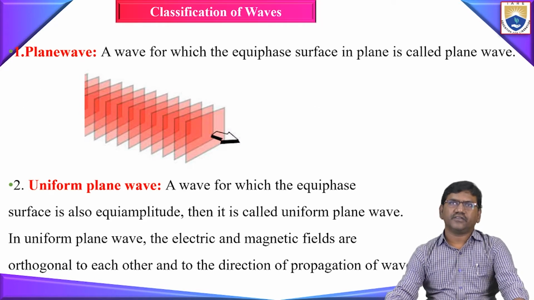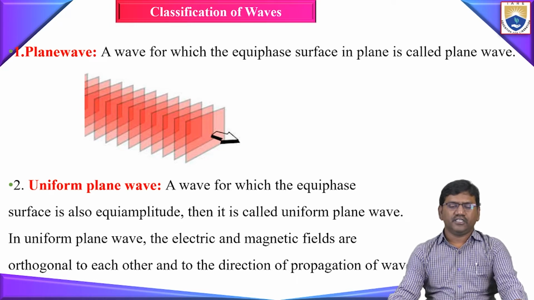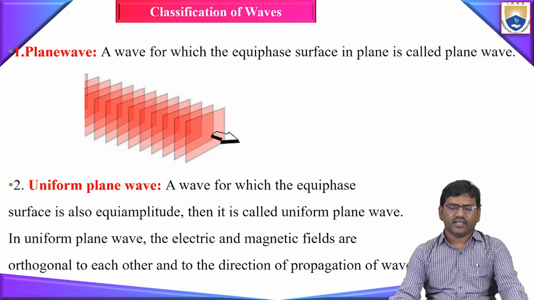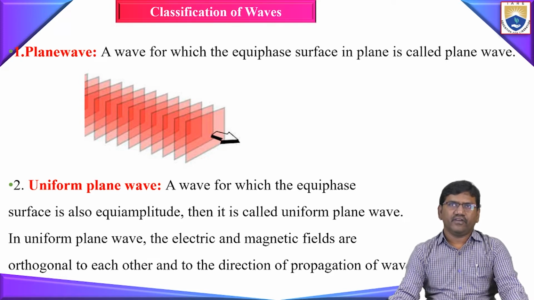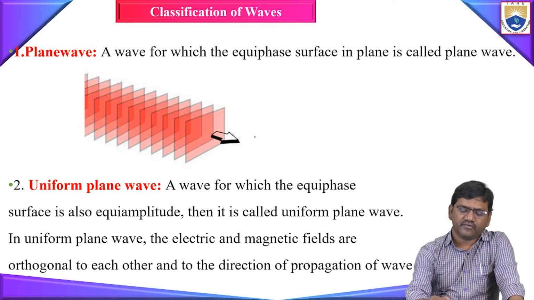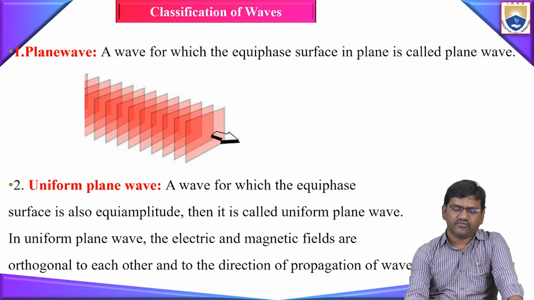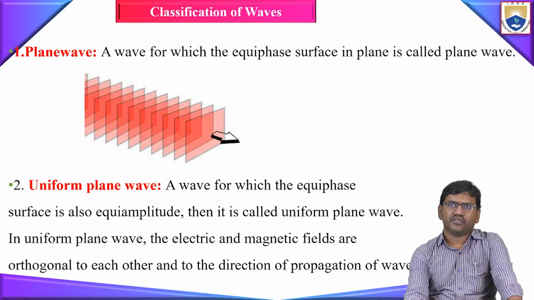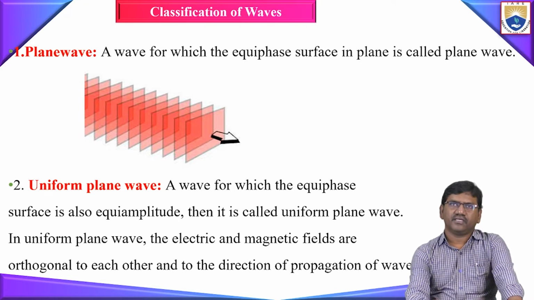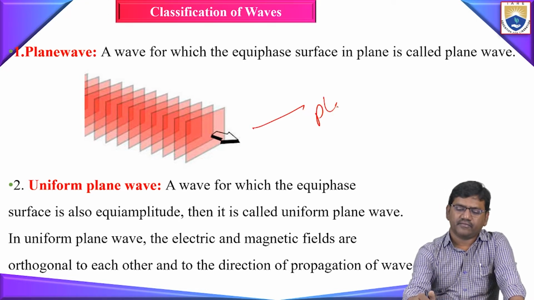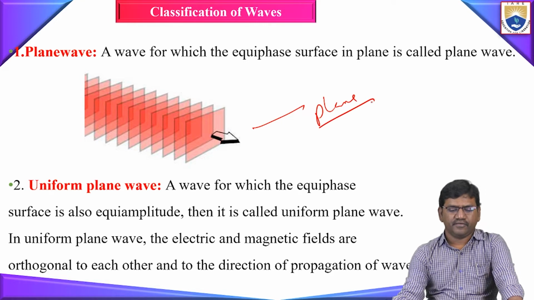Let us see the classification of waves. There are different types of waves in radio wave propagation. Let us see them one by one. That is a plane wave. A wave for which the equiphase surface is a plane is known as a plane wave. I have shown the figure. All the waves produced in a plane have the same phase, equal phase. Hence, the wave is said to be a plane wave.